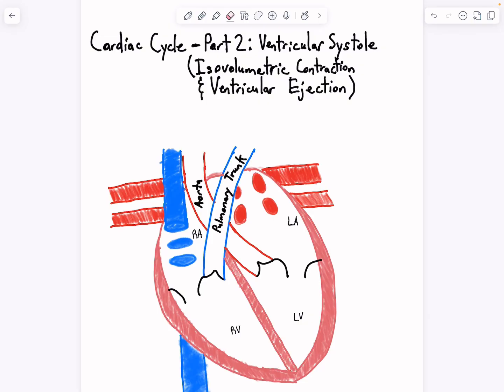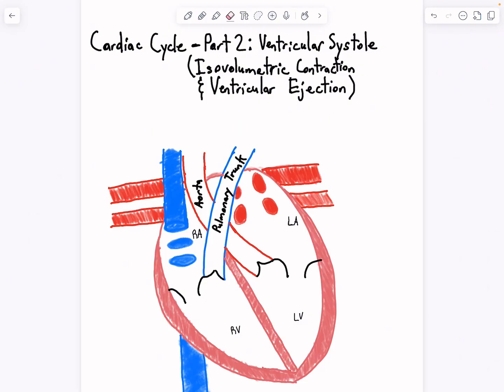Ventricular systole, which is isovolumetric contraction and ventricular ejection. The purpose of this video is to explain how the ventricles contract. First, building pressure with all valves closed, which is isovolumetric contraction, then ejecting blood once pressure exceeds that in the arteries. In the last video, we finished with ventricular filling, where the ventricles filled both passively and actively during diastole.